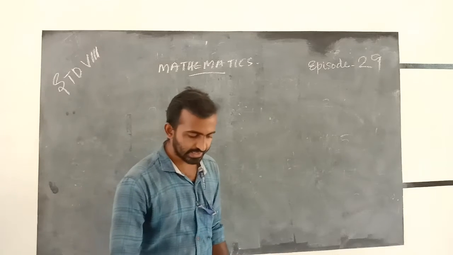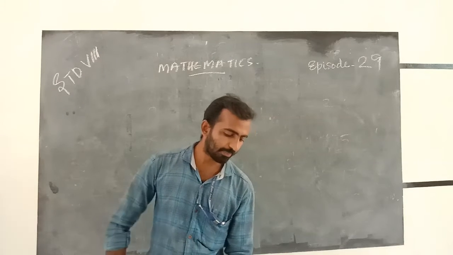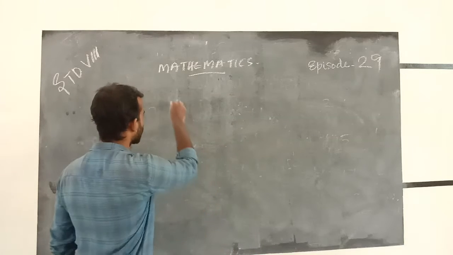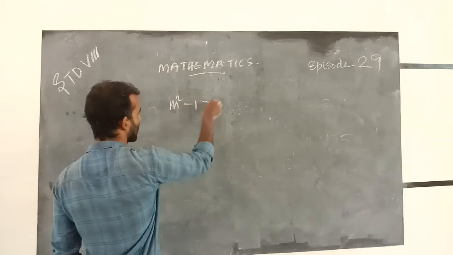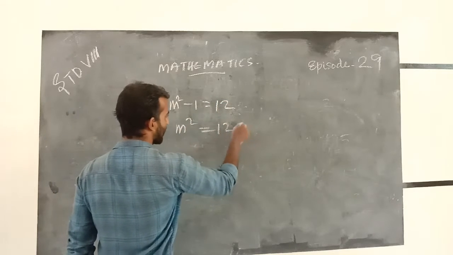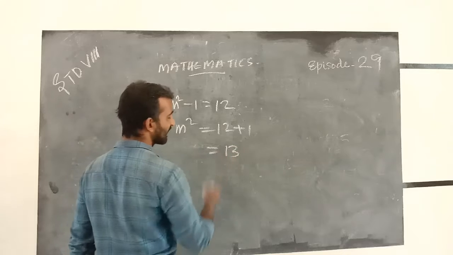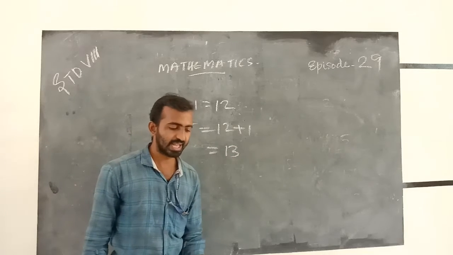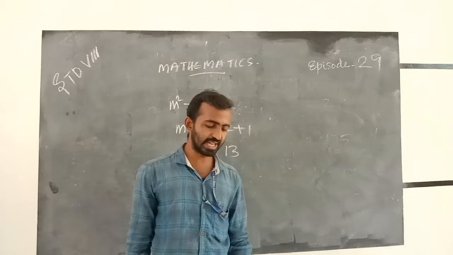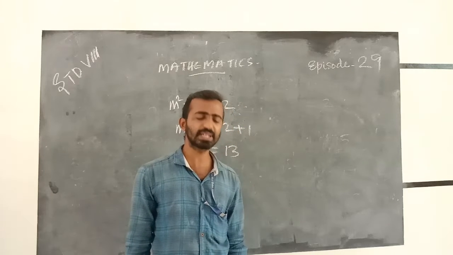Next example is, find the Pythagorean triplets of which one member is 12. First we take m square minus 1 equal to 12. M square equal to 12 plus 1, we get 13. Yes. Then what is the m?